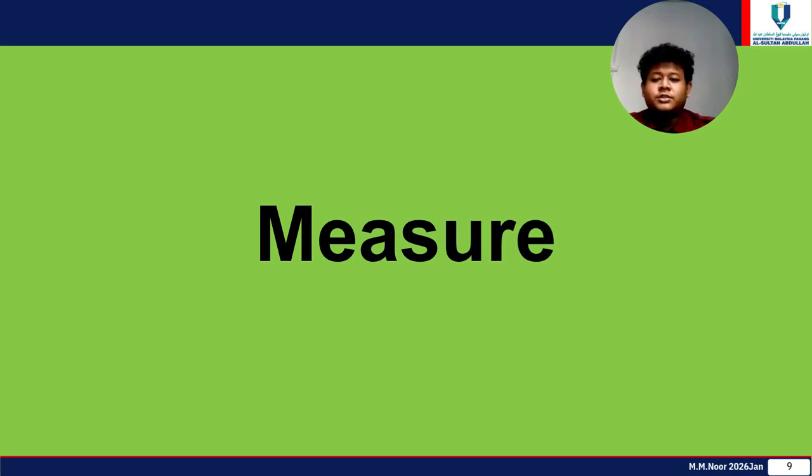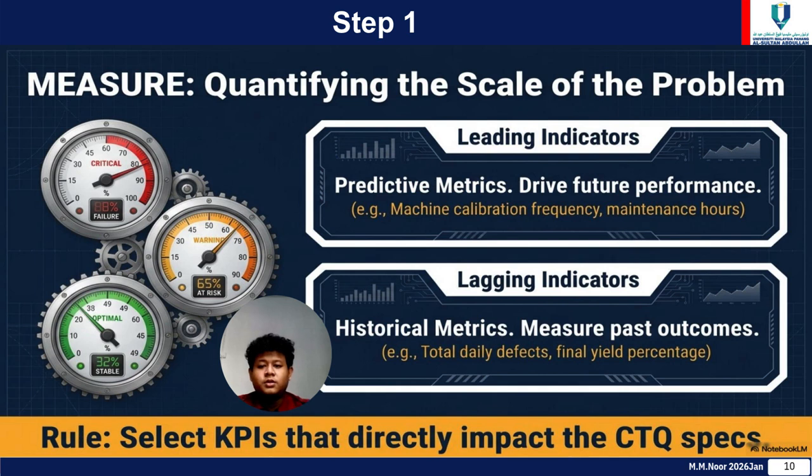We will now transition to the measure phase, where our focus shifts to quantifying the exact scale of the problem. The golden rule here is simple. We must select key performance indicators, or KPIs, that directly impact our established CTQ specifications. We split our measurement strategies into two distinct types of metric.